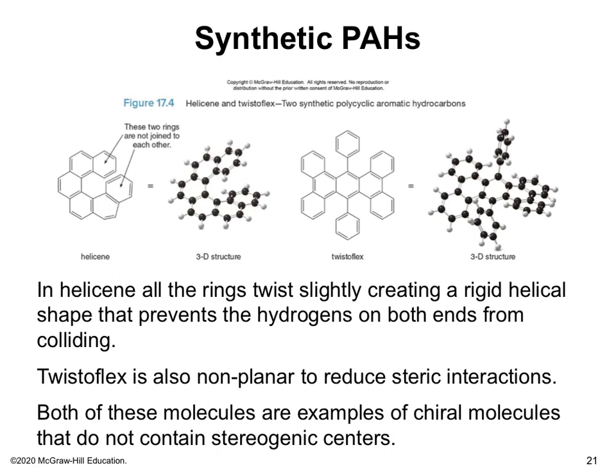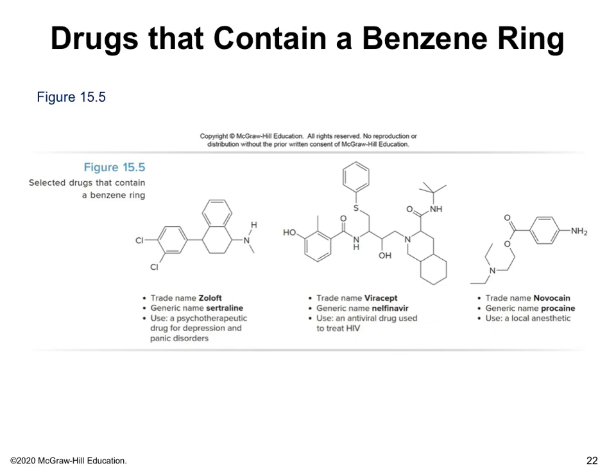Here's some more polycyclic aromatic compounds. These don't have stereocenters because they're all sp2 carbons. Remember, for a stereogenic center, you have to have a carbon bonded to 4 different groups. So you're looking at sp3 carbons. Drugs that contain a benzene ring: Zoloft has 2 benzene rings, Viracept has 2, and Novocaine has 1.